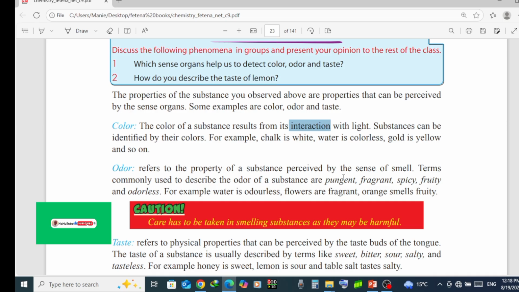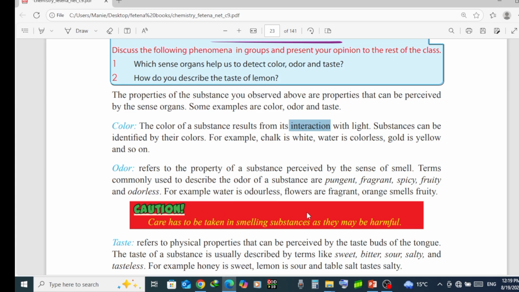These are the words we use. For example, water is odorless, flowers are fragrant, orange smells fruity. Others are very strong, like ammonia, which has a pungent smell and is very harmful. So care has to be taken in smelling substances as they may be harmful.